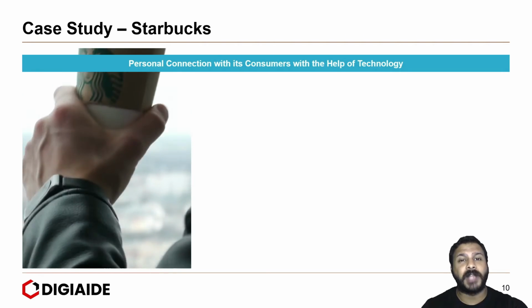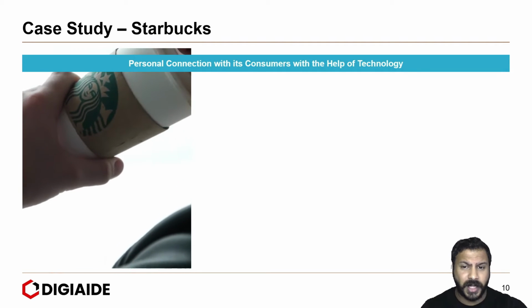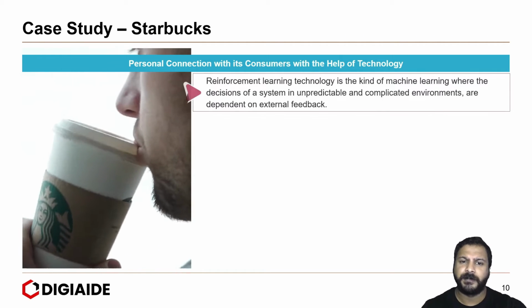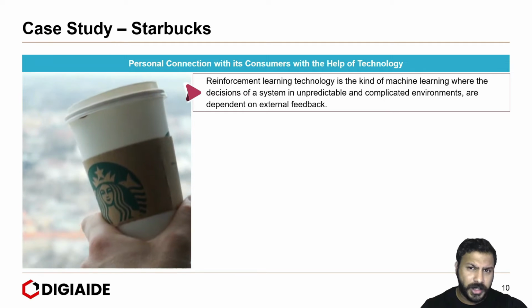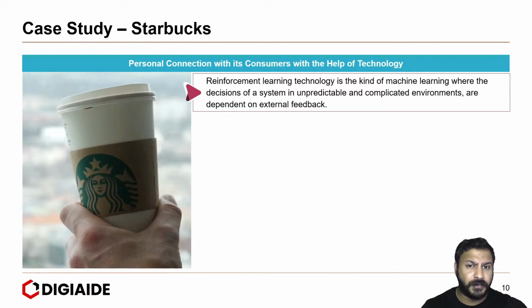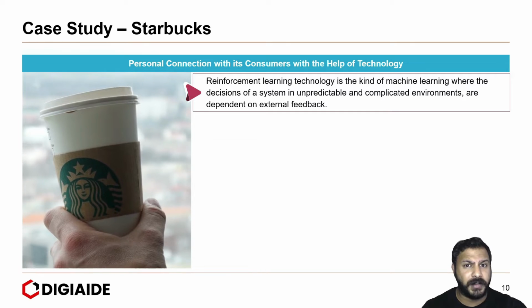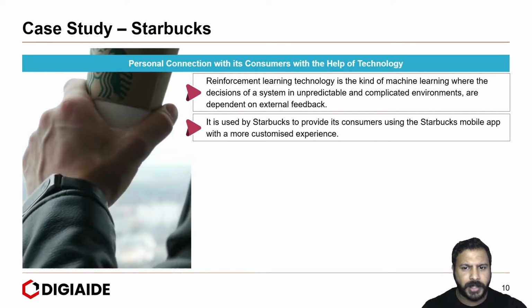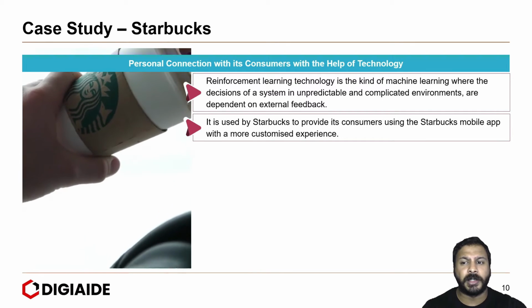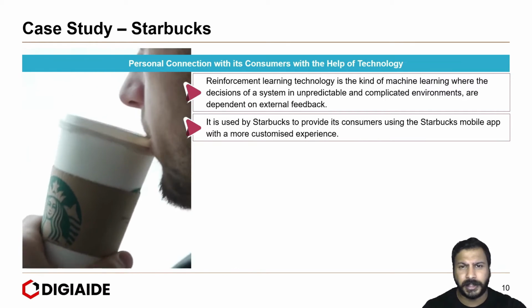Let's see how Starbucks has a personal connection with its customers with the help of technology. Reinforcement learning technology is a kind of machine learning where the decisions of a system in unpredictable and complicated environments are dependent on external feedback. It is used by Starbucks to provide its customers using the Starbucks mobile app with a more customized experience.